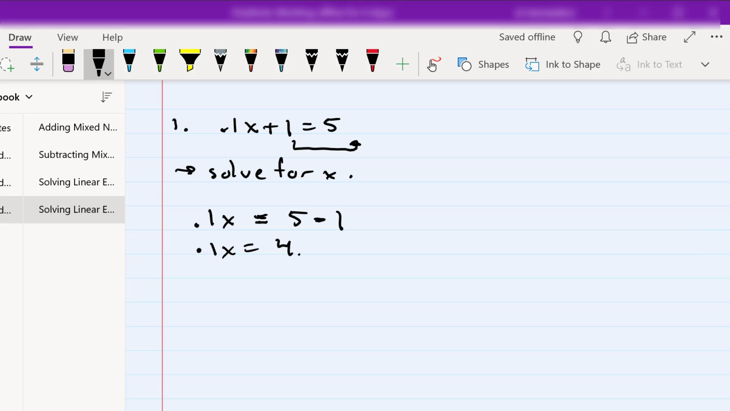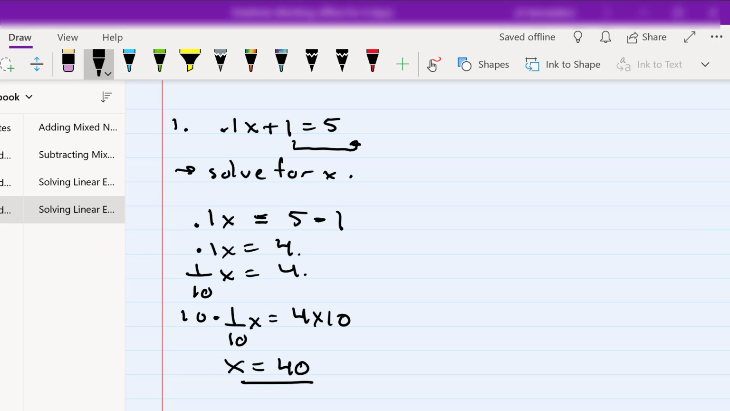Well, 0.1x is really just 1 over 10x. Now if I multiply the left side and the right side by 10, I have 10 times 1/10 x equals 4 times 10. Well, 10 times 1/10 is just x, and this is 40. So x equals 40.